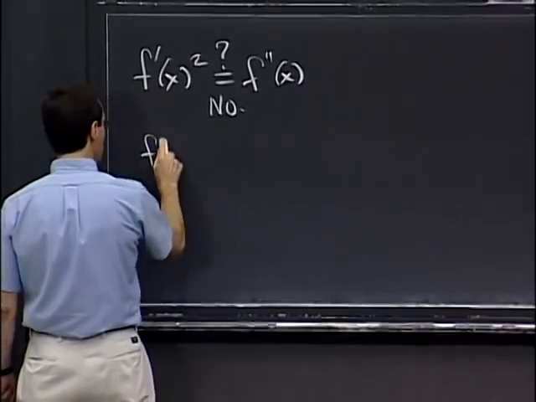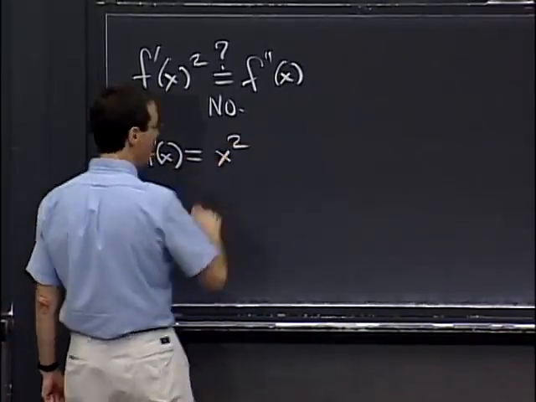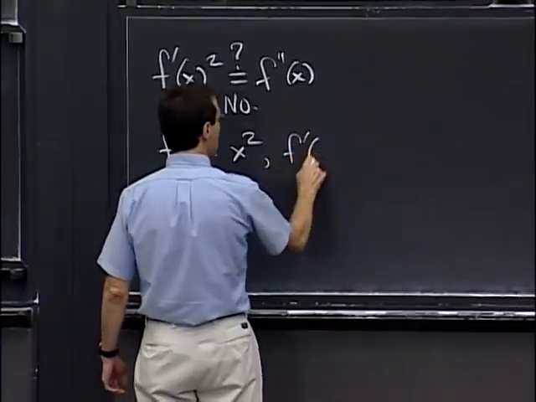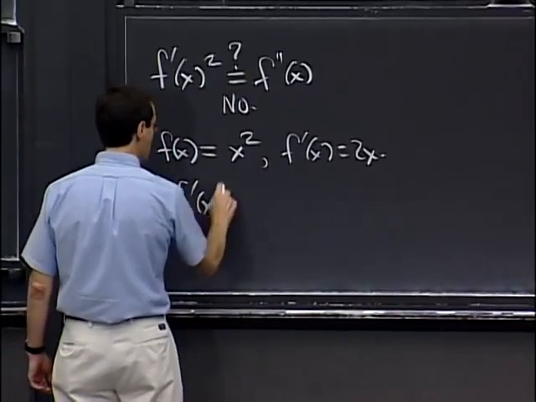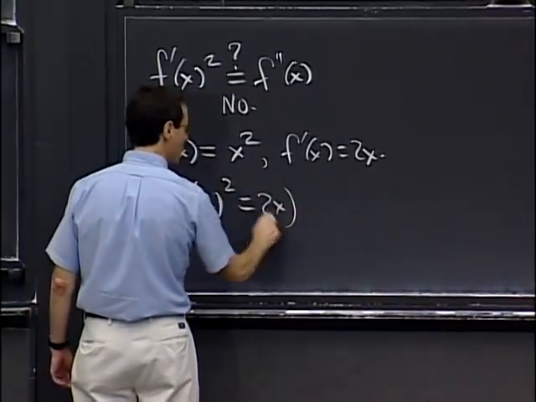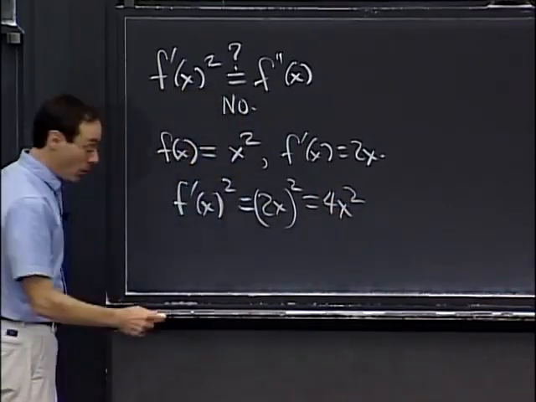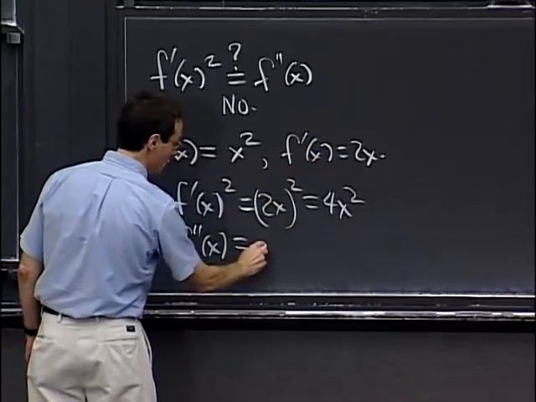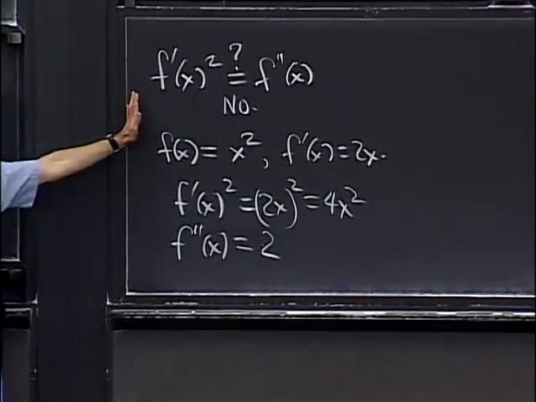So for example, if f of x is equal to x squared, which is an example which will come up in a few minutes, then f prime of x is equal to 2x, and f prime of x squared is equal to 2x, the quantity squared, which is 4x squared. Whereas f double prime of x, if I differentiate this another time, is equal to 2. All right? So they don't mean the same thing.